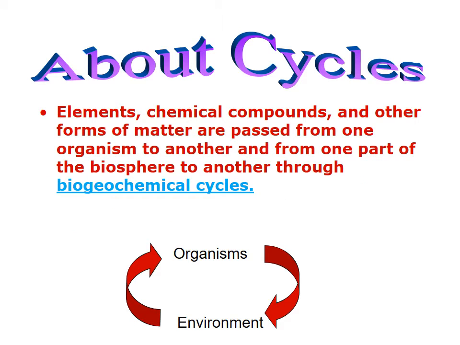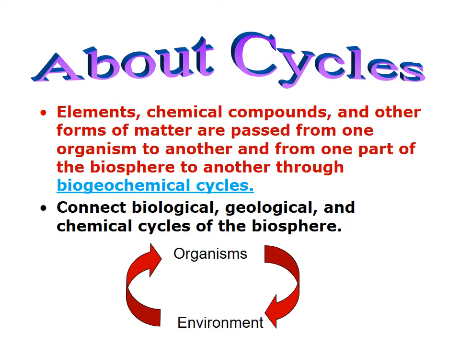Matter and elements flow from one part of the environment to another through biogeochemical cycles. They're known as biogeochemical cycles because they connect the biological, where the elements are in life, the geological, how they are stored in the rock or in the earth, and the chemical, how they are stored as chemicals. So that's why they're known as biogeochemical cycles, because they show how the elements are cycled between each of those three phases of the biosphere.